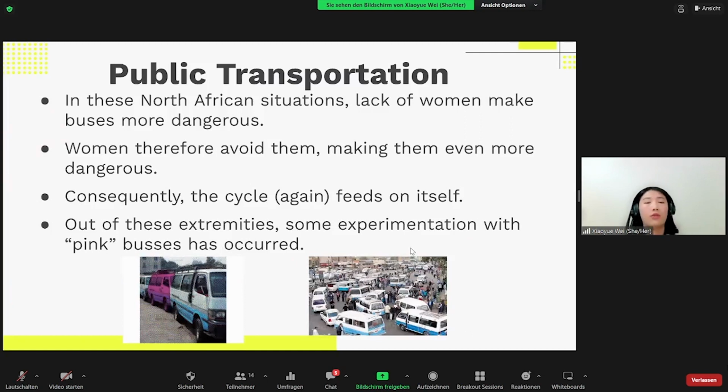In these North African situations, the lack of women makes buses more dangerous. Women therefore avoid them, making them even more dangerous. Consequently, the cycle feeds on itself. Out of these extremities, some experiments with pink buses have occurred.